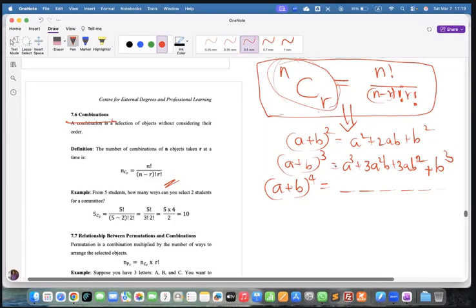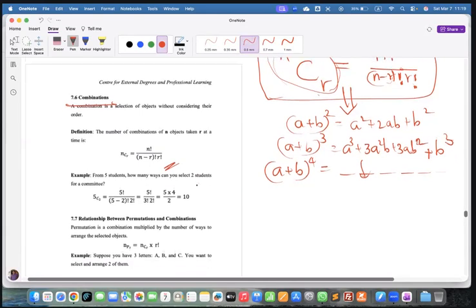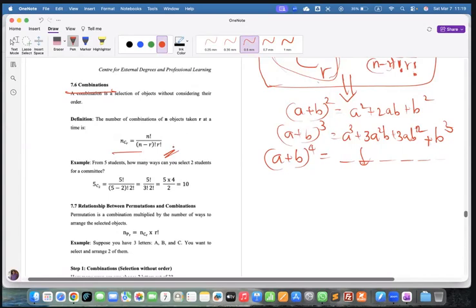Okay, I will explain that later. Now we will move on to combination. So the combination equation is this one, right? I will explain with one example.